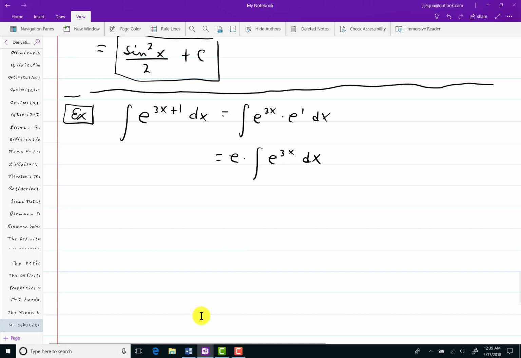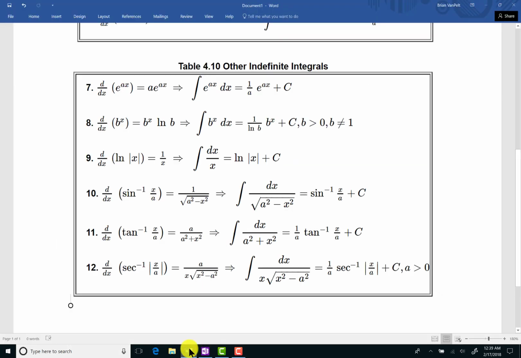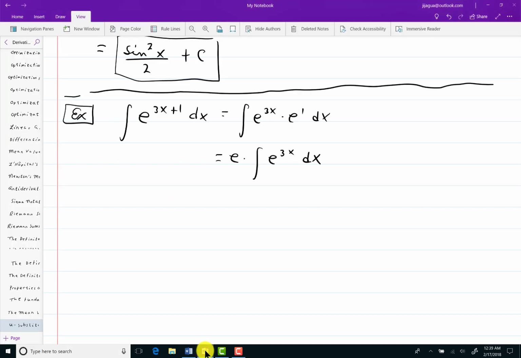Now I can use the table because I've got something like e to the 3x. Right there, the answer is 1 over 3 e to the 3x plus c. So this equals e times 1 over 3 e to the 3x plus c. Now if I wanted to, I could put the e back with it again, because this is still e to the 1, and the exponent rule tells you that you add the exponents when you put these together with the same base. So I'll have 1/3 e to the 3x plus 1 plus c.